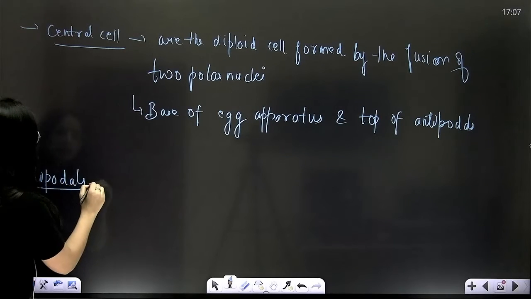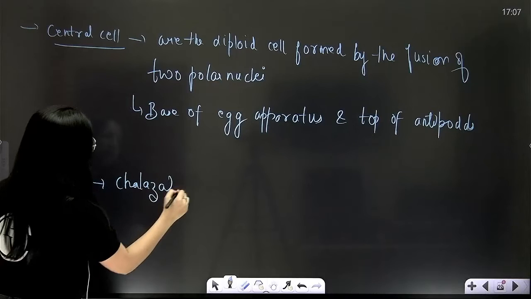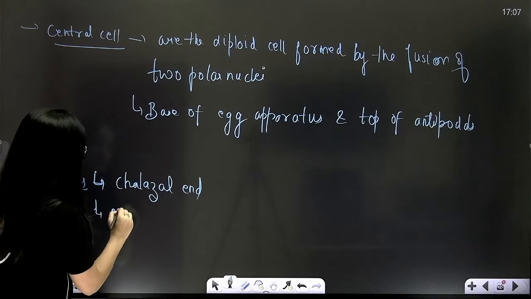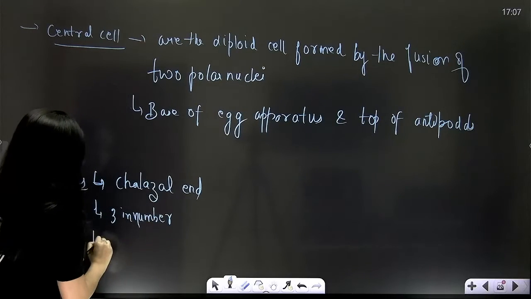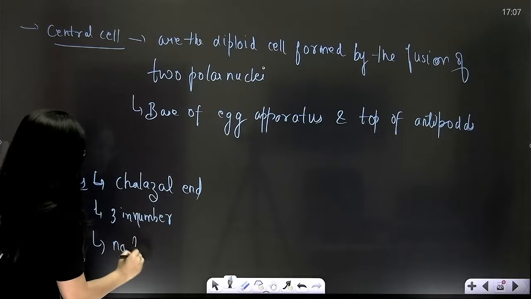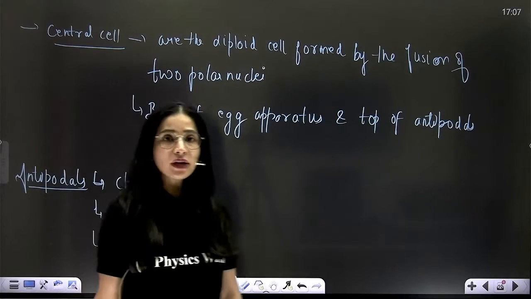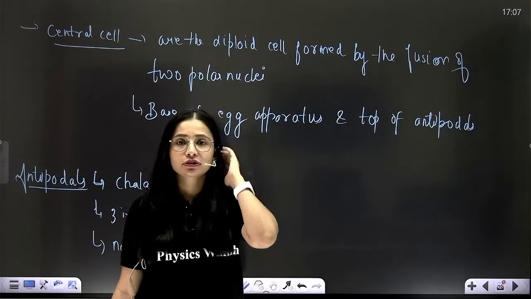Antipodals are usually present on the side of chalaza. So they are present on the chalazal end, number 1 point. Second, they are 3 in number with no function. No function is allotted to them. They are just the decorative pieces. Soon after fertilization, they degenerate. No special function is assigned to them.